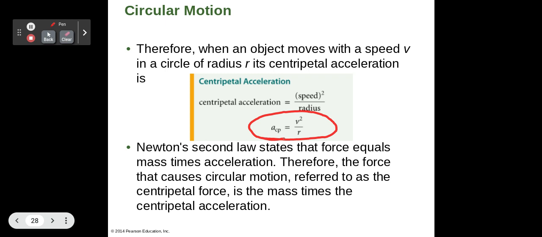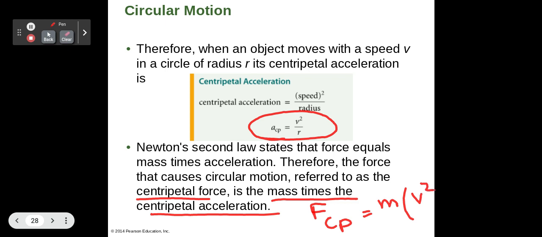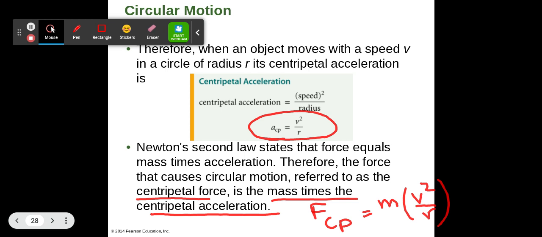Newton's second law states that force equals mass times acceleration. So the force that causes this circular motion is called centripetal force, and it is mass times centripetal acceleration. So centripetal force, F_CP, is equal to mass m times v squared over r. That's going to come up on the next screen.